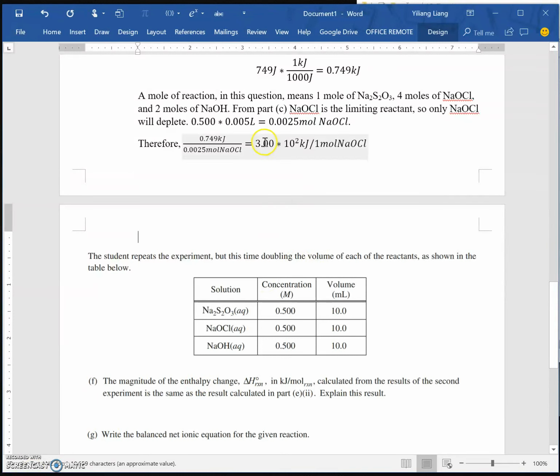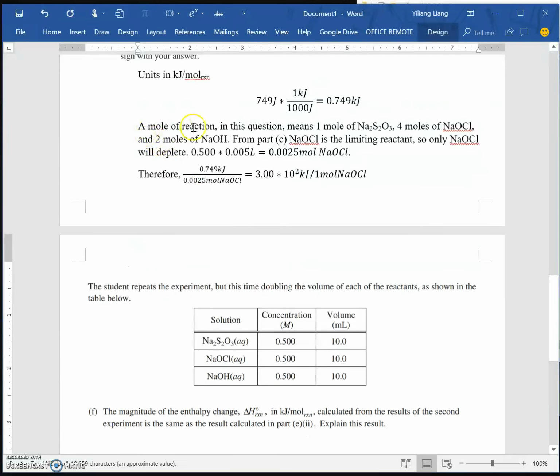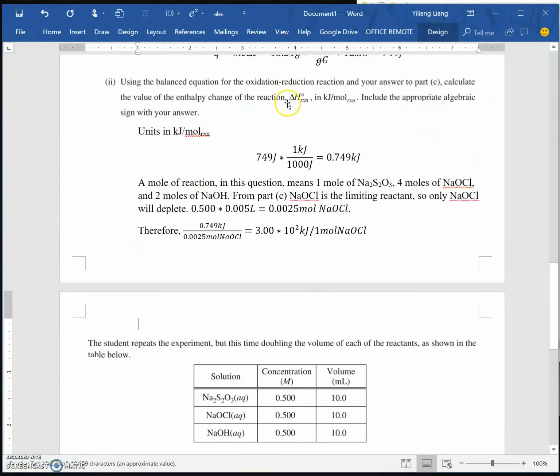Now that we have calculated that the delta H is 3.00 times 10 to the second, or 300 kilojoules per 1 mole of NaOCl. And we know that a mole of reaction, because the question wants kilojoules per mole of reaction. So a mole of reaction in this question means 1 mole of Na2S2O3, 4 moles of NaOCl, and 2 moles of NaOH.